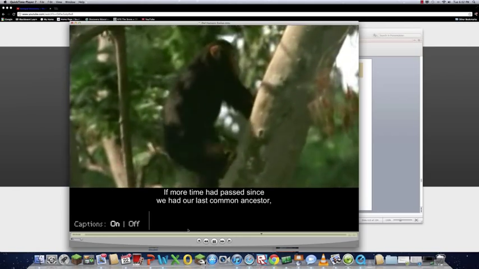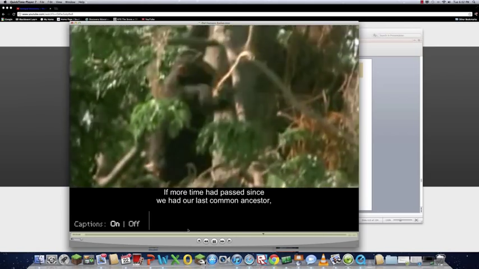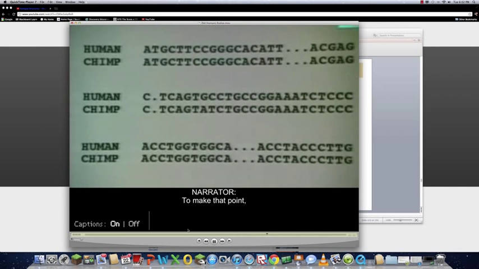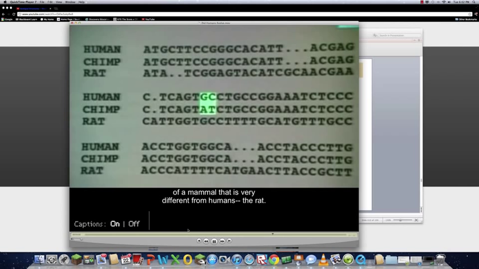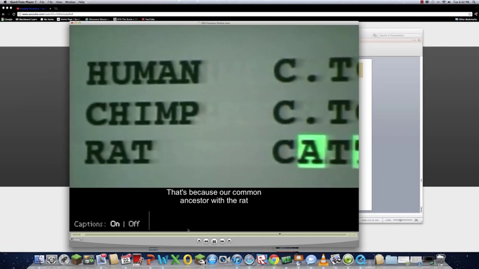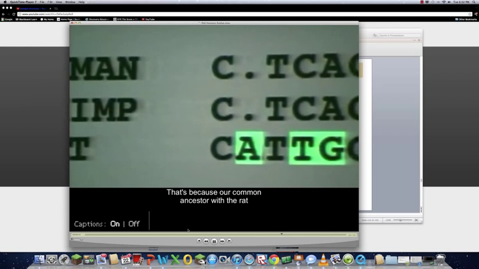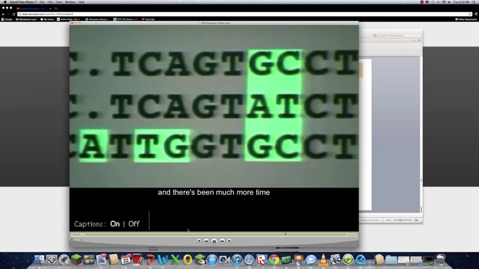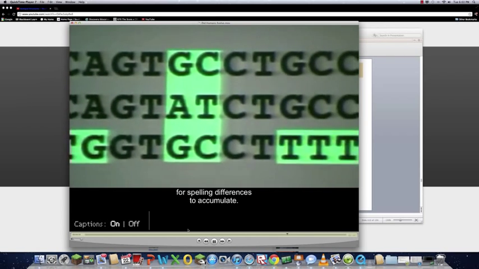If more time had passed since we had our last common ancestor, more spelling changes would have accumulated. To make that point, Page shows the same gene sequence of a mammal that is very different from humans, the rat. You see that there are far more differences, let's say, between the human and the rat than between the human and the chimp. That's because our common ancestor with the rat lived about 80 or 100 million years ago, and there's been much more time for spelling differences to accumulate.